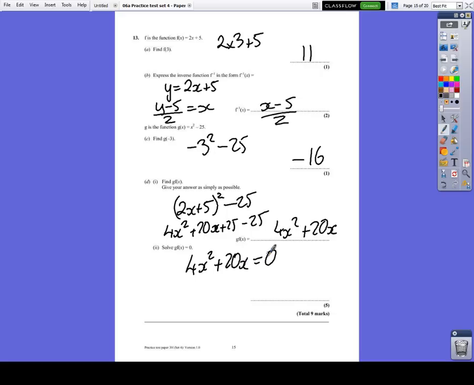So to do that, we factorise. So we can pull a factor of 4 out of each and pull a factor of x out. And then to get back to 4x squared, we need an x. And to get back to 20x, we need a 5. So to make that equal to 0, x would either have to be 0, because 4 times 0 would be 0, or it would have to be minus 5, because minus 5 add 5 would be 0.